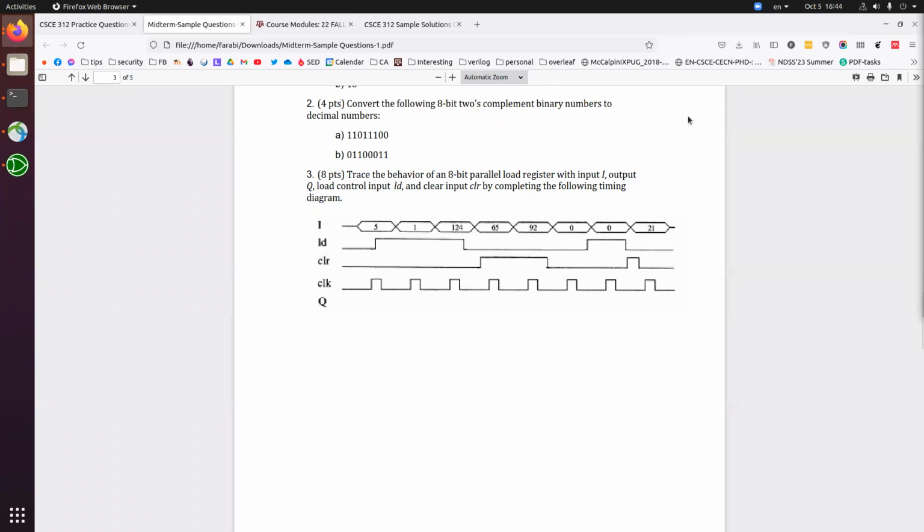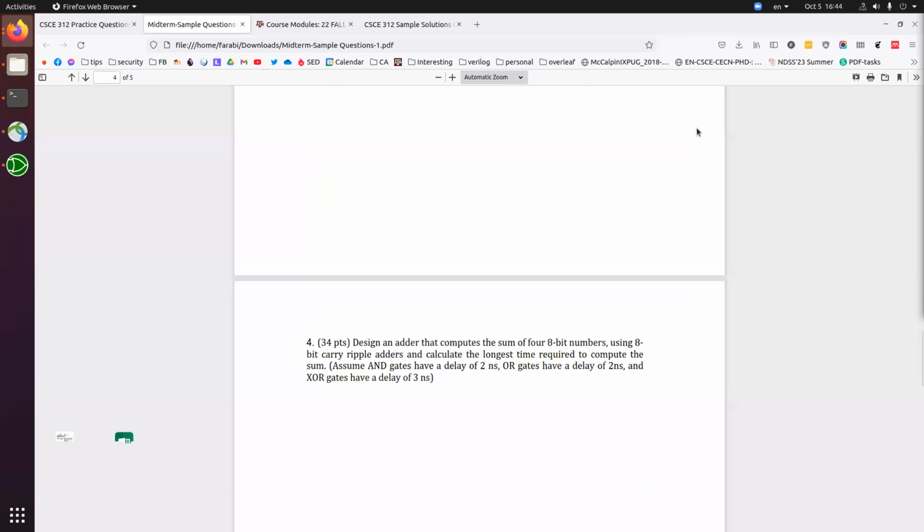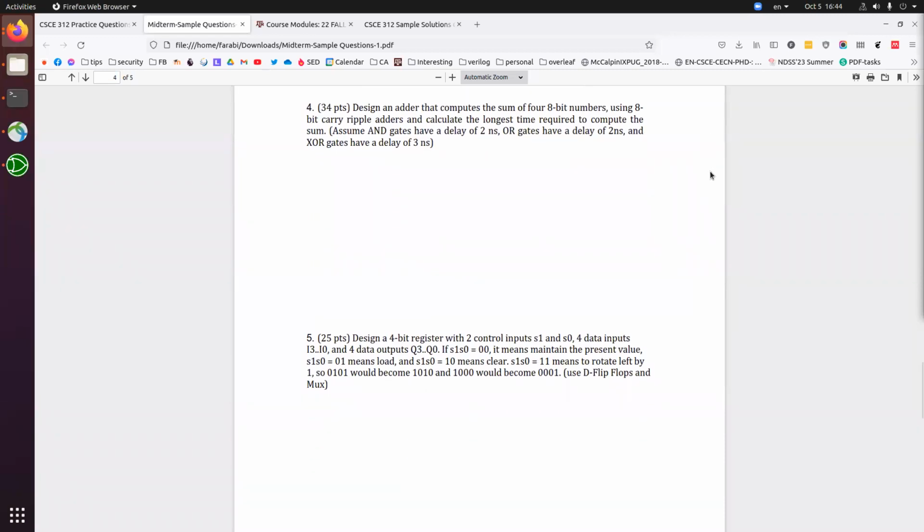Okay. So carry ripple adder. You know the carry ripple adder is just adding the carries in a ripple format. So you need to design this using 4 8-bit numbers and 8-bit carry ripple adders, and calculate the longest time required to compute the sum. As the gates have some delay, you need to design this circuit to find out whether this is working properly or not.